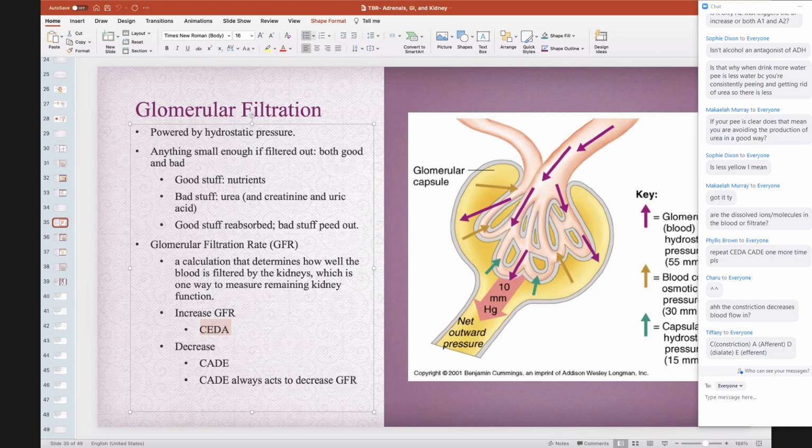A couple questions. The first one is, this is kind of random, but is hydrostatic pressure always from the blood to the tissue, and osmotic goes from tissue to blood, or is it not always in that direction? Let's see, I'm trying to reword your question.